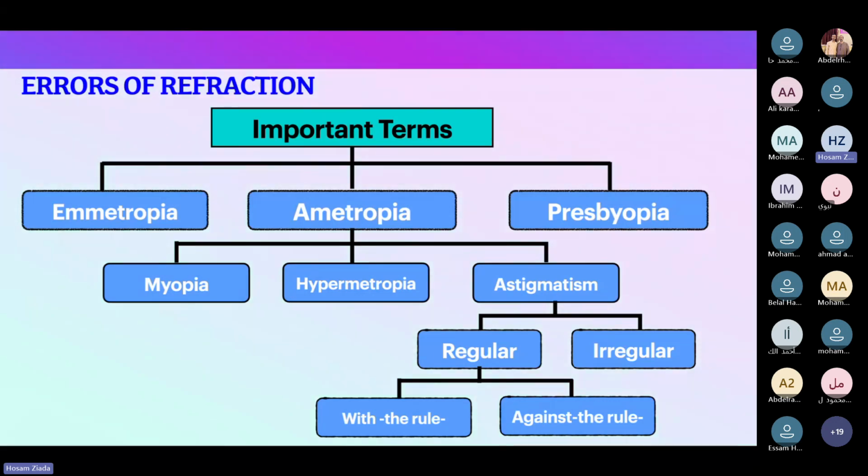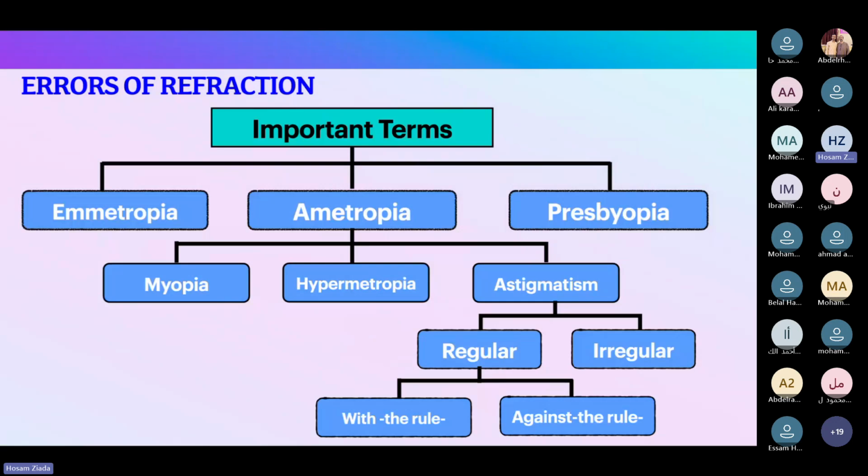To differentiate between the errors of refraction and presbyopia: presbyopia is not an error of refraction, but actually an age-related change in the refraction. But ametropia happens at any age, and should be in the younger age. So ametropia means error of refraction, which could be myopia, hypermetropia, or astigmatism. Myopia we will discuss, hypermetropia we'll discuss, and astigmatism, which will be regular or irregular astigmatism.